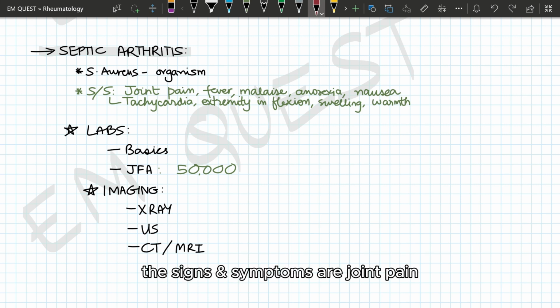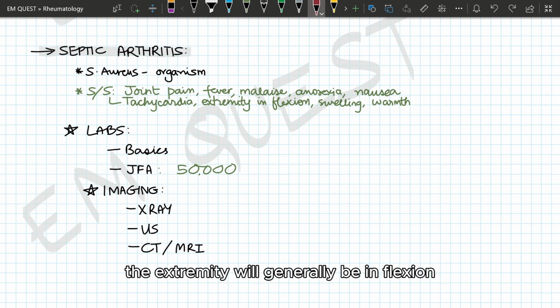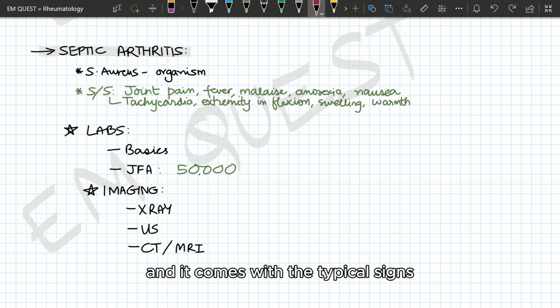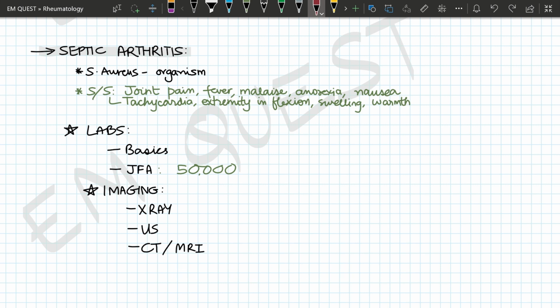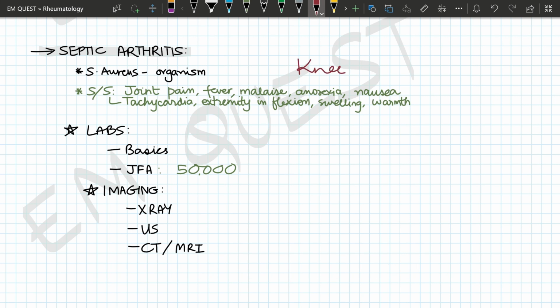The signs and symptoms are joint pain, which gets worse by range of motion, fever, malaise, anorexia, nausea. The patient can be tachycardic. The extremity will generally be in flexion, and any range of motion will be really tender. And it comes with the typical signs and symptoms of inflammation. So swelling, warmth, redness. Generally, knee is the most commonly affected joint.